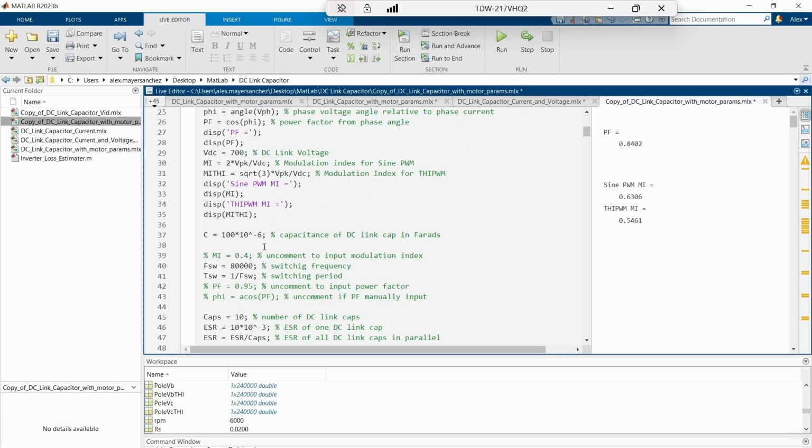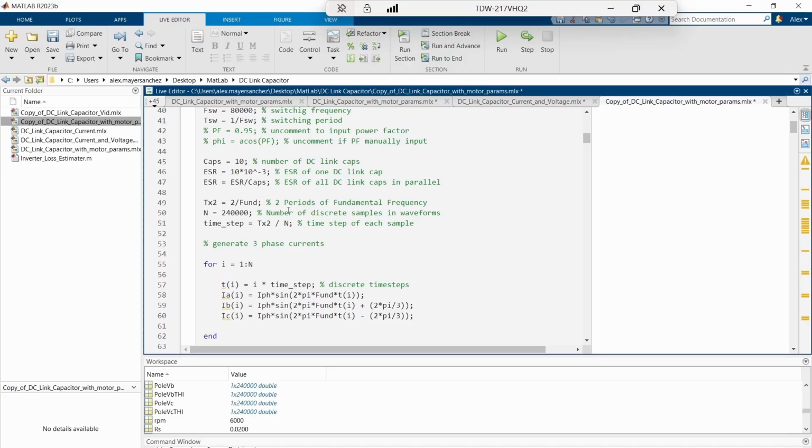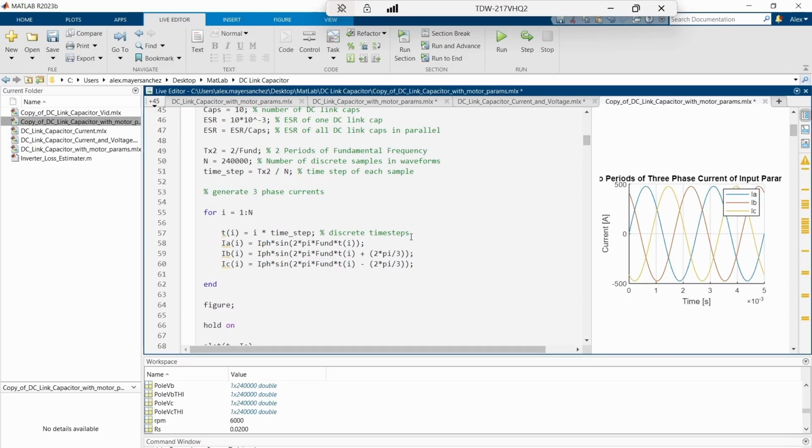So then here I'm writing down the capacitance of the DC link, and then you can just put in your own modulation index if you want. So then here the switching frequency, this is all stuff now from the first video. We have the switching frequency, switching period, the number of DC link caps, the ESR of one DC link cap, and then the ESR of all the DC link caps in parallel. So then you get 2 periods of fundamental frequency, number of discrete samples in our array, time step of each sample.